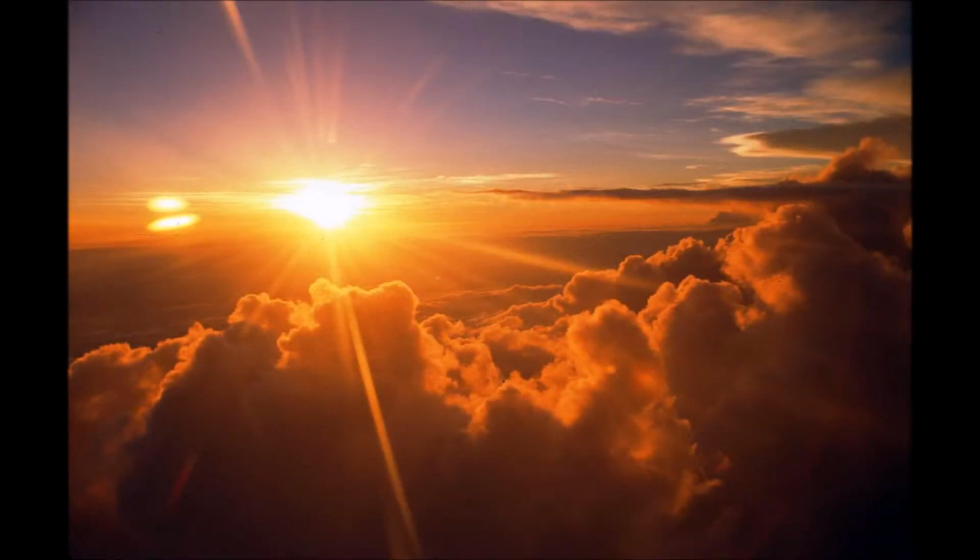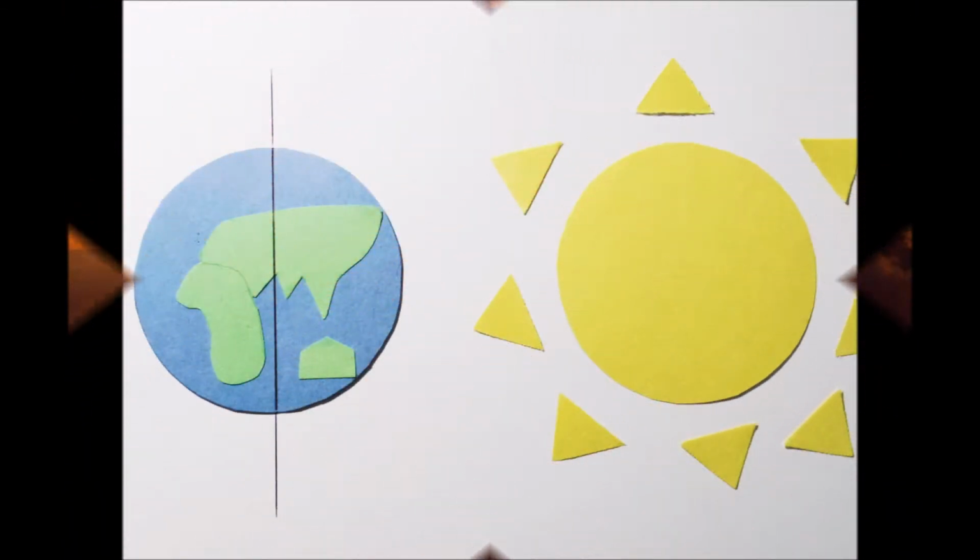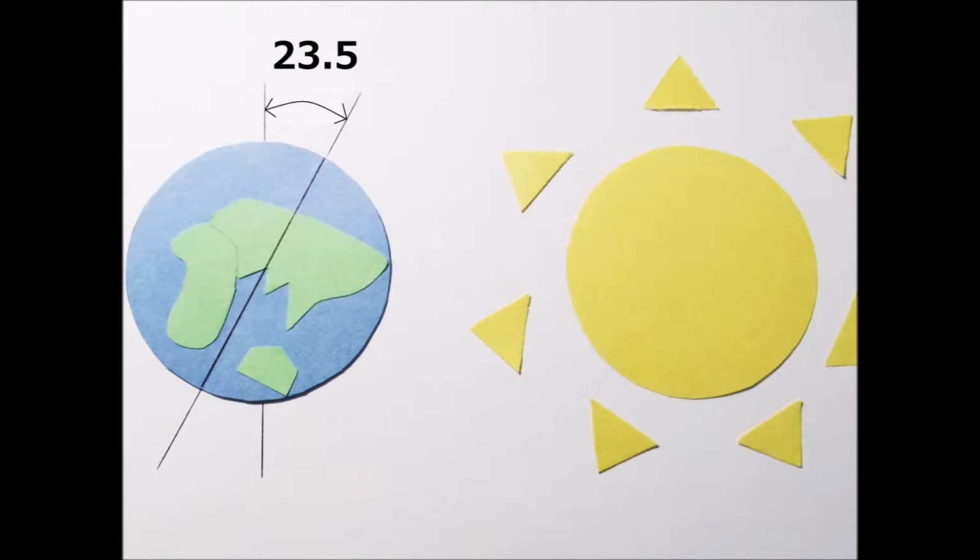So, what causes seasons on our planet? Is it because the Earth gets closer or farther away from the Sun? No. The amount of direct sunlight is what is actually responsible for seasons to appear. First of all, the Earth has a tilt of 23.5 degrees.